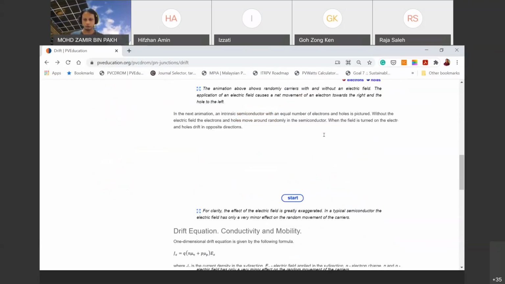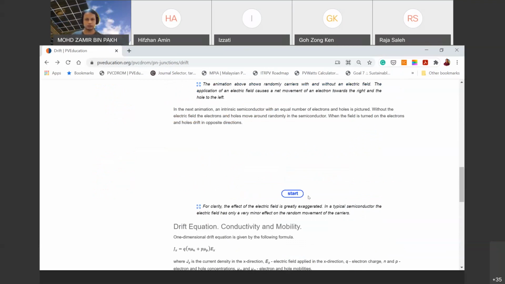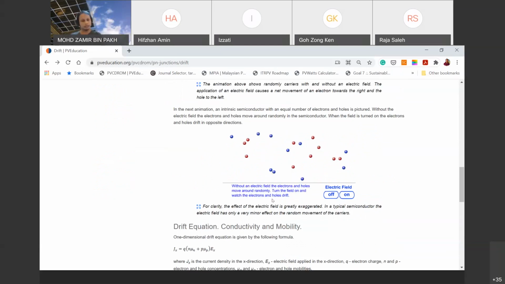So you can always come here and try for yourself. This one is without electric field, electron and holes move around randomly. Turn the electric field on to watch electron and holes drifting. Drifting means in electric field. Without electric field, there will not be any drift component at all. So now it's random in nature, blue and red.